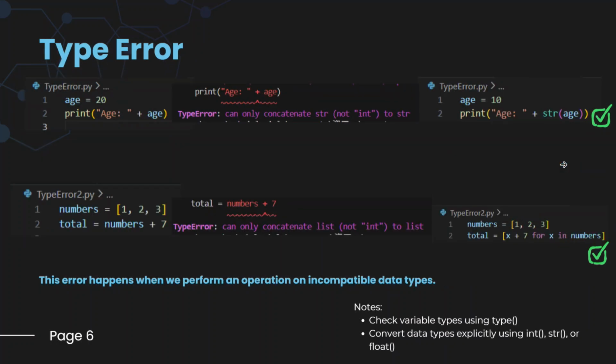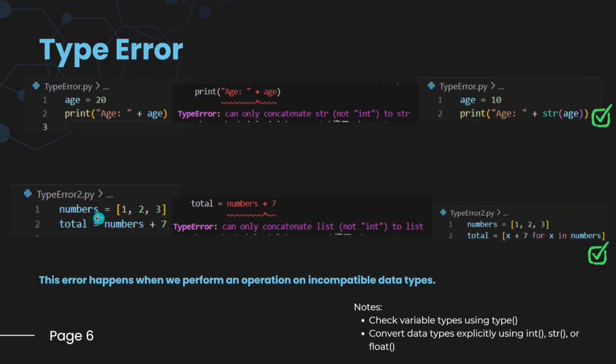Next, we have a type error. A type error is basically like mixing oil and water, because this happens when we perform an operation on data types that don't match. So, like here, we have strings and integers. It doesn't work. We need to change the integer into a string. So it has strings added with strings.